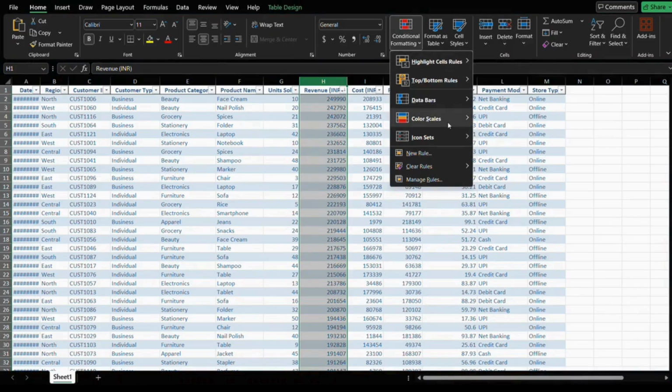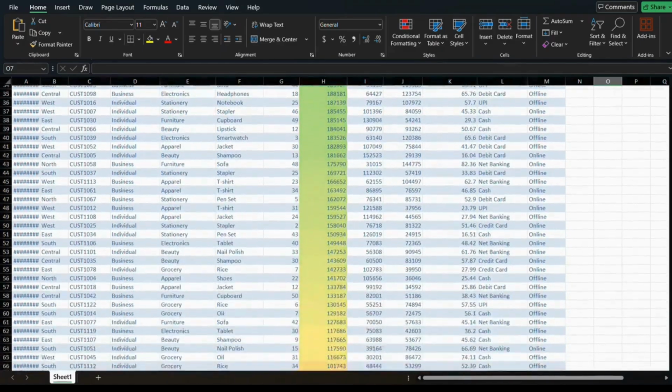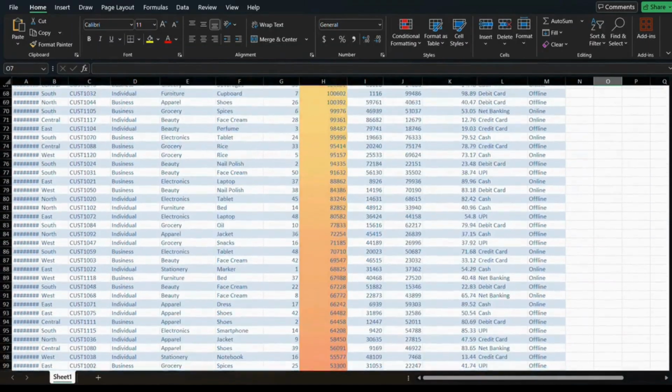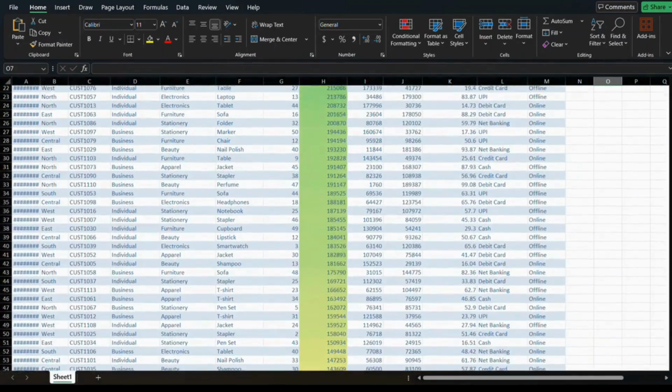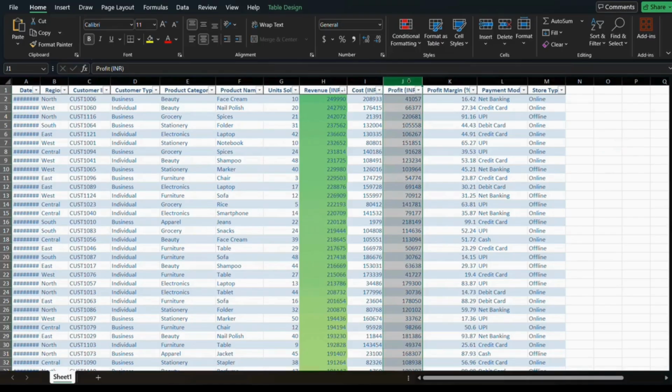To make the data more visual, I've added conditional formatting, green for higher revenue and red for the lower ones. This simple color scale helps spot patterns easily without even reading the numbers. I have also added data bars on the profit column to compare the profits across the rows.